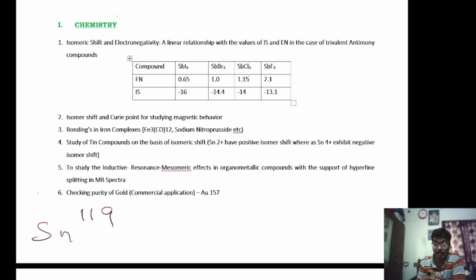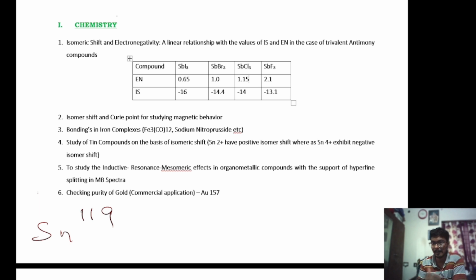So this is a speciality in the case of tin compounds. Okay, and the fifth application is to study the inductive, resonance, and mesomeric effects in organometallic compounds with the support of hyperfine splitting. Let's consider the example of tin itself. Tin forms tin tetraalkyl compounds. So we can use the isomer shift and the separate electronic environment.